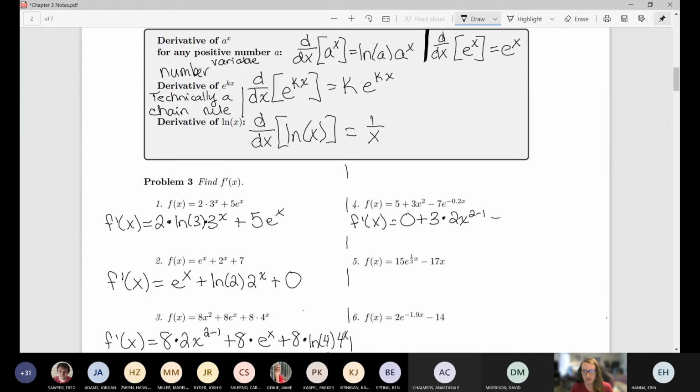And then 7e to the negative 0.2. So that 7 comes along for the ride. We haven't done one of these e to the kt yet. So that k value is negative 0.2. What our rule tells us to do is to bring the negative 0.2 down. But maybe I should avoid saying down because that makes it sound like it's not going to show up again. We write that value out front and then completely leave the e to the kx alone as well.